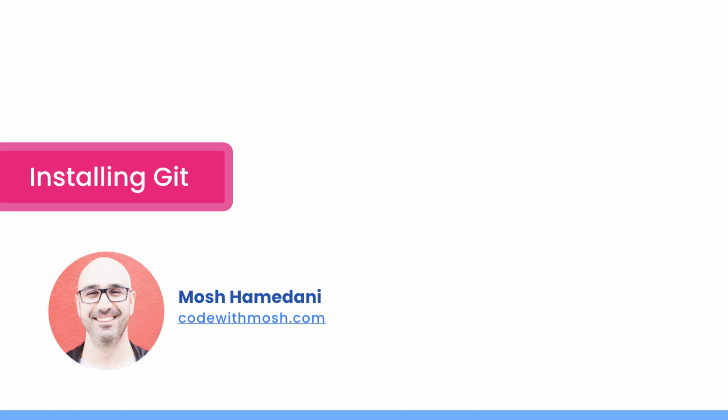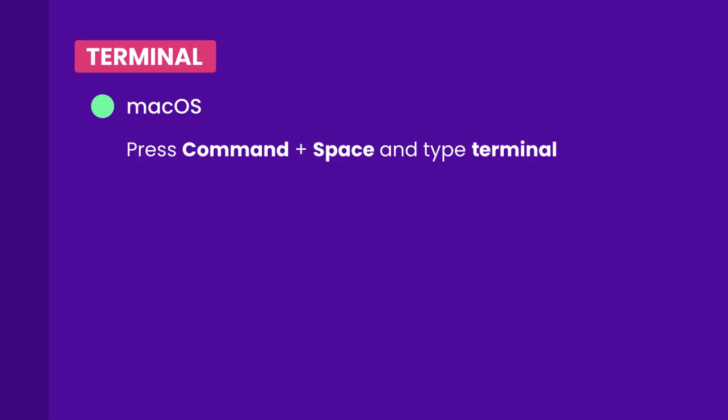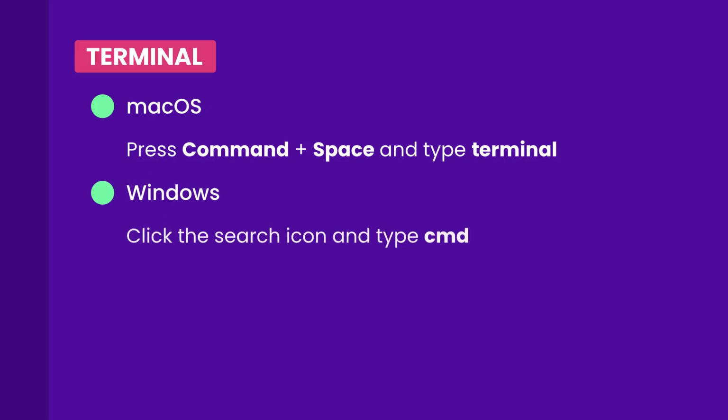All right, let's see if you have Git on your machine or not. And if yes, what version you have installed. To do this, you have to open a terminal or a command prompt window. If you're on Mac, press Command and space and then type terminal. If you're on Windows, click the search icon on the bottom navigation bar and type CMD.